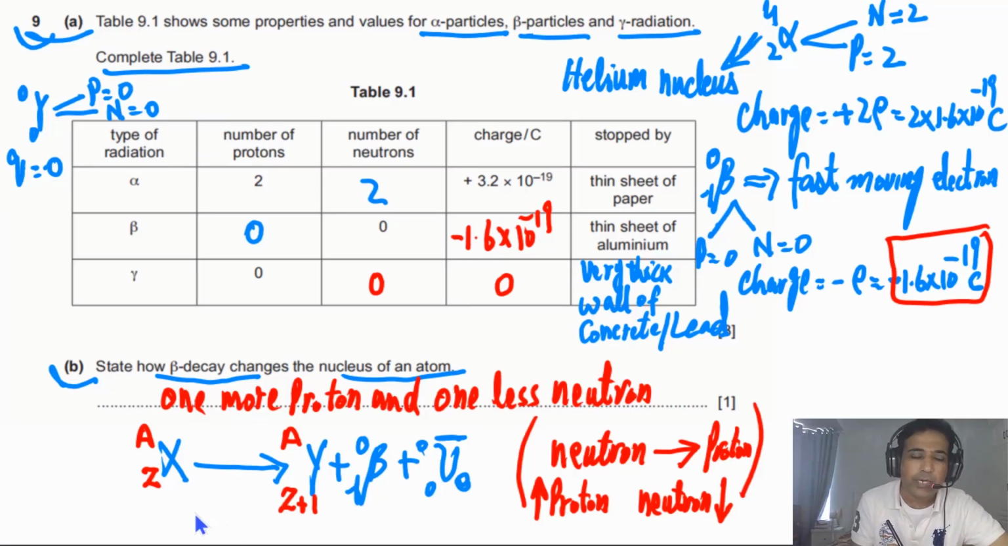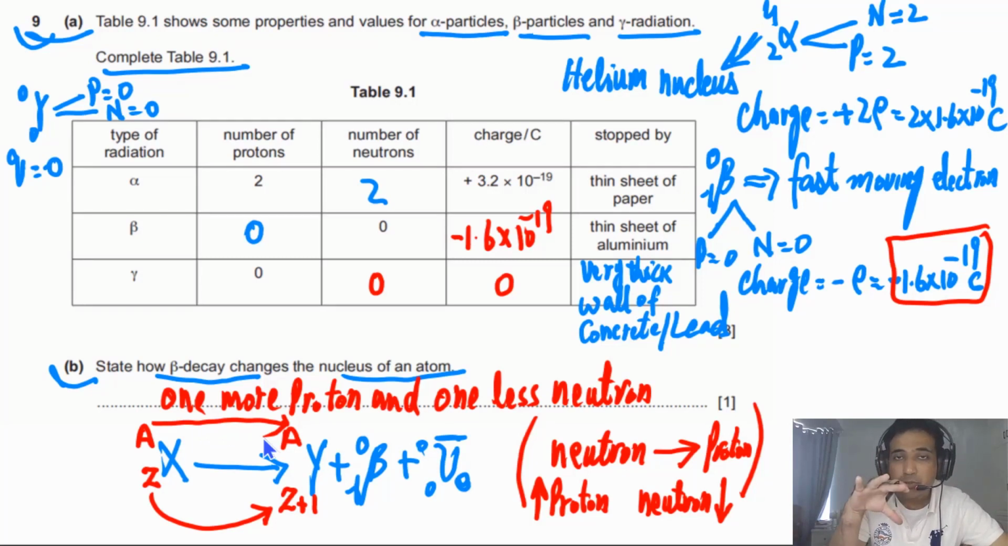So simply you have to understand how the proton number is changing and how the mass number remains constant. So if mass number remains constant, proton number increased by 1, it means one neutron changes into one proton. So this nucleus has one extra proton and one less neutron.